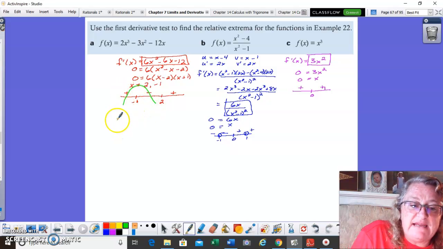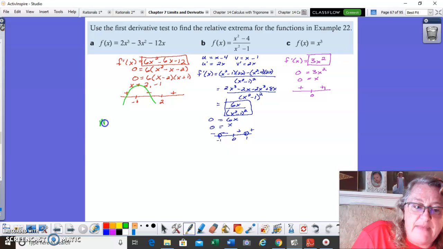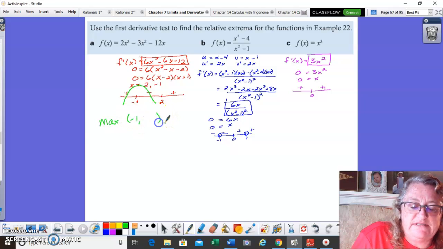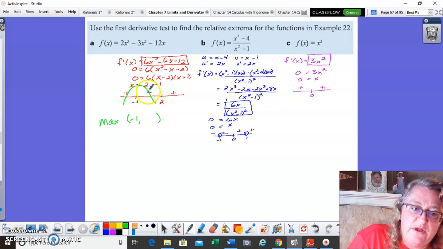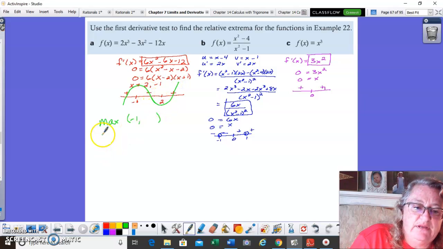So that means -1 is a maximum point. Okay, -1. I'm going to leave that y-coordinate for a second. When we change from a negative slope to a positive slope, so we're going negative slope to a positive slope, because we make that turnaround at 2, that gives us a minimum point. So we have a minimum at 2.